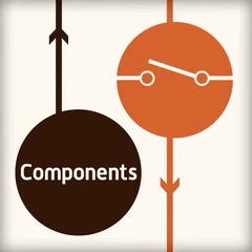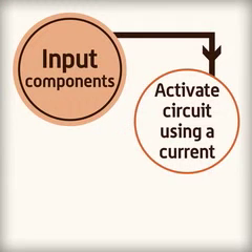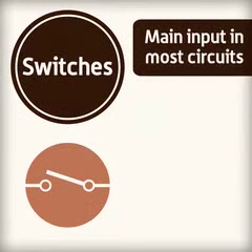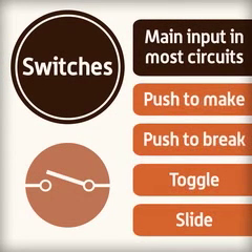Remember that you can draw diagrams of your electrical circuits using symbols to represent the components. Input components activate the circuit using an electrical current, and these include switches, thermistors, and light-dependent resistors. Switches are the main input in most circuits and include push-to-make, push-to-break, toggle, and slide types. For example, light switches are usually a toggle switch.